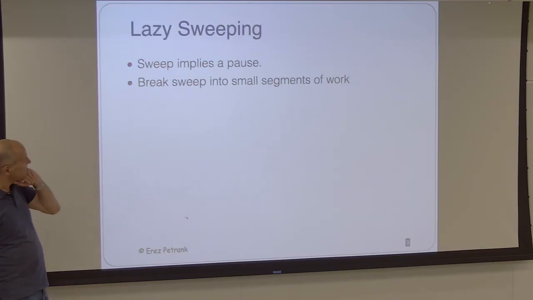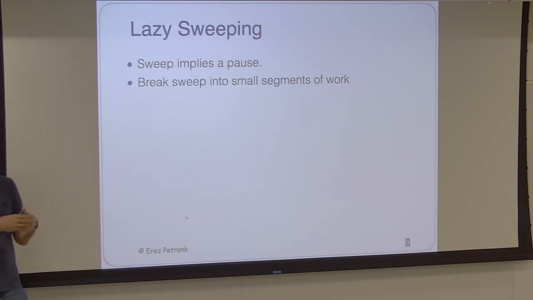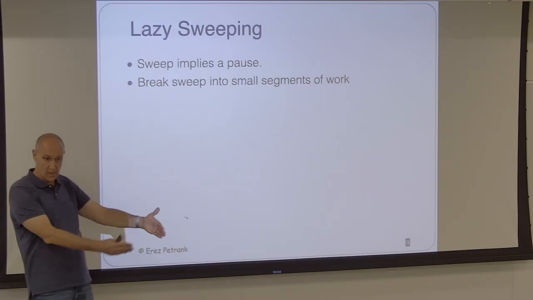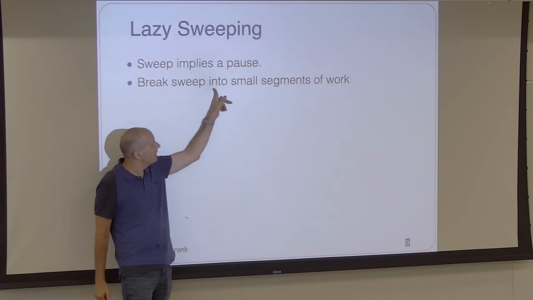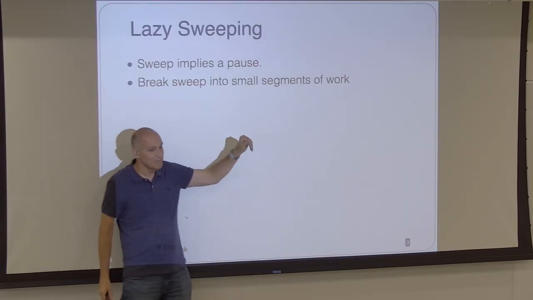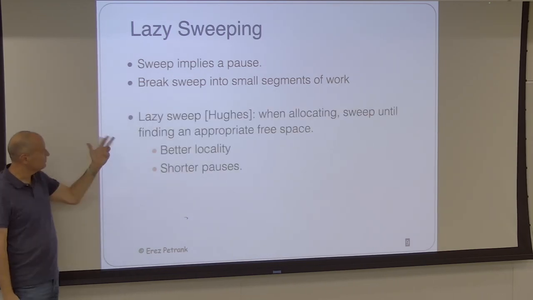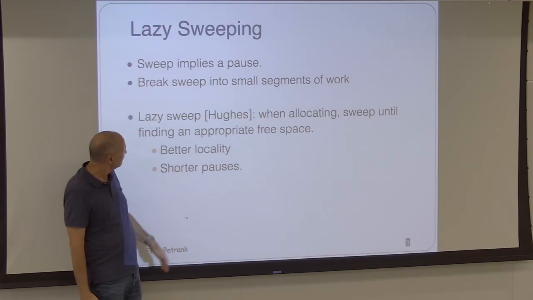The second thing is doing sweep lazily. If you do sweep, you have a long pause where you go over all the objects and see which is alive and which is dead. And of course, you also have this locality issue, that you go through a long array or the entire heap. So the idea was to break sweep into smaller segments of work. So I want to break sweep. So what do I do? This is an idea from the 70s.